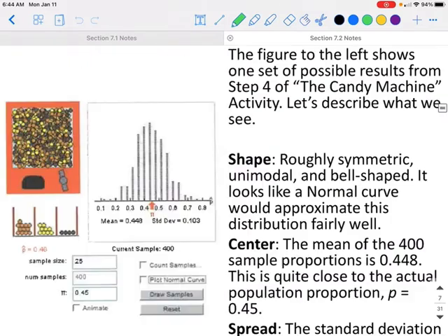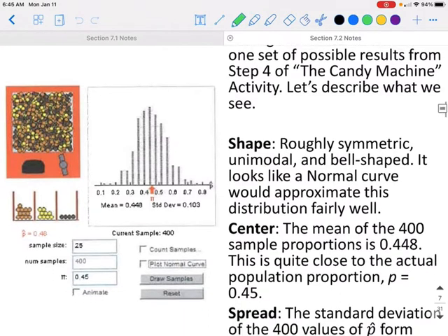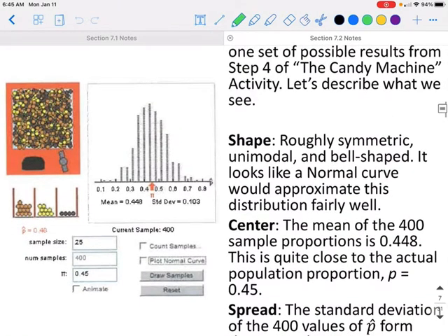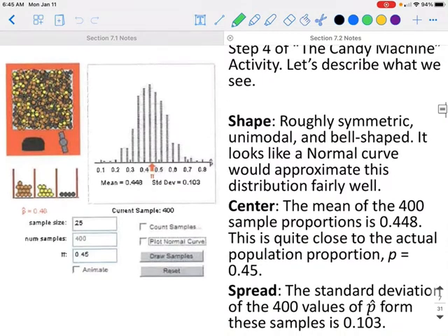The figure to the left shows one set of possible results from step 4, which describes what proportion would be orange if we took a sample size of 25 candies and took 400 samples. As you can tell, the distribution is roughly symmetric, unimodal, and bell-shaped. It looks like a normal curve would approximate this distribution fairly well. The mean of those 400 samples has a proportion of 0.448. This is quite close to the actual population proportion of 0.45, or 45%.